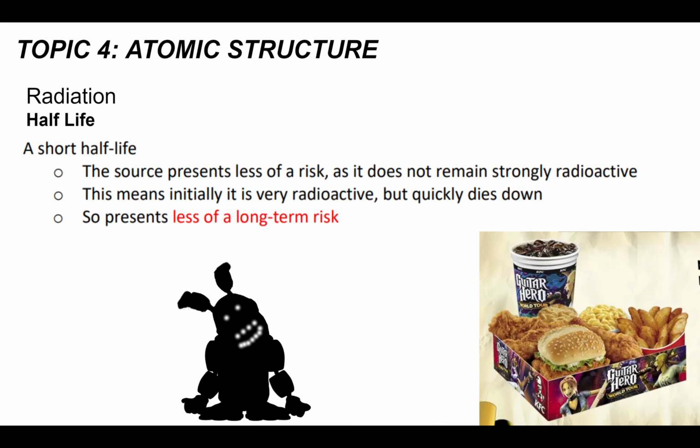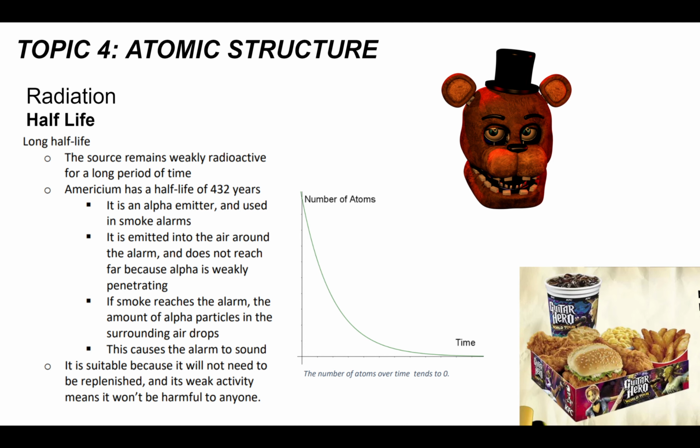Americium has a half-life of 432 years. It is an alpha emitter and used in smoke alarms. It is emitted into the air around the alarm, and it does not reach far because alpha is weakly penetrating. If smoke reaches the alarm, the amount of alpha particles in the surrounding air drops. This causes the alarm to sound. It is suitable because it will not need to be replenished, and its weak activity means it won't be harmful to anyone.